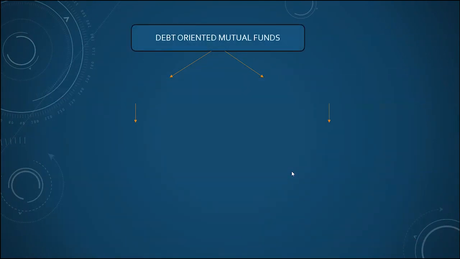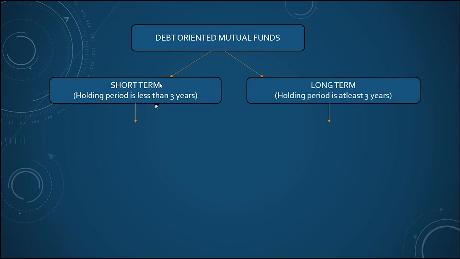But if you come to the debt-oriented mutual funds, the taxation is very different. In this case also there is short term and long term, but here the holding period is 3 years and not 12 months. If you hold for less than 3 years, it is called short term. If you hold for more than 3 years, it's called long term. For short term, the tax rate is according to the slab rates. Whatever slab rate you are falling in will be applicable.